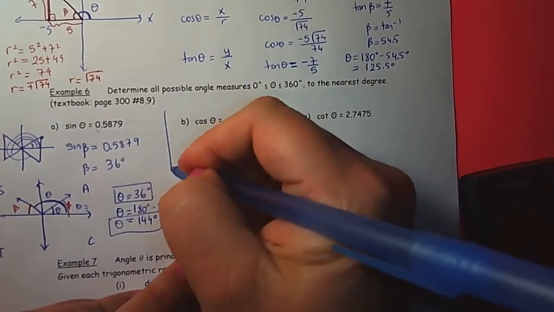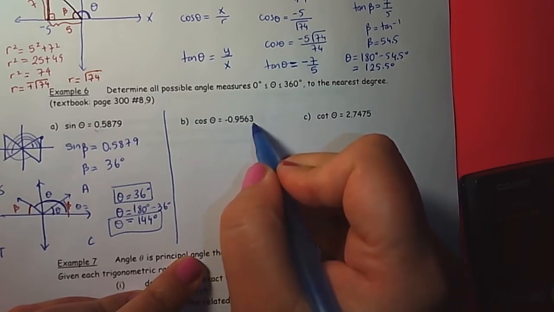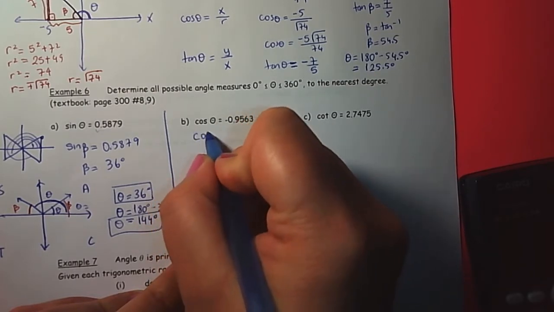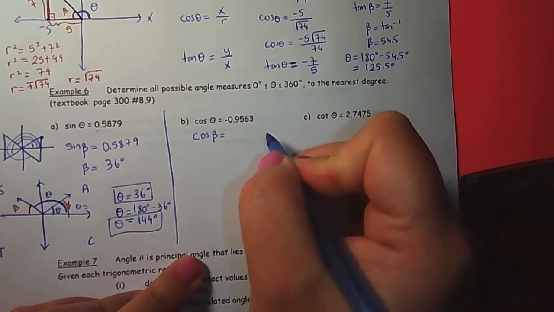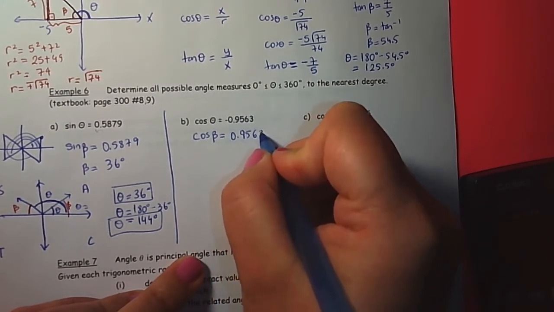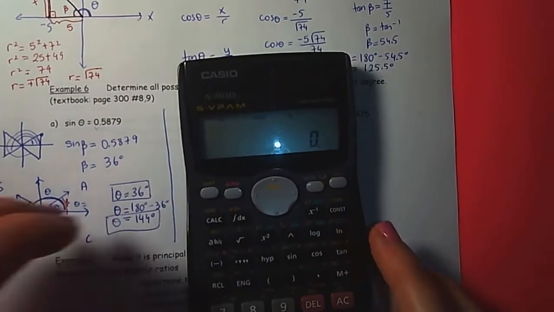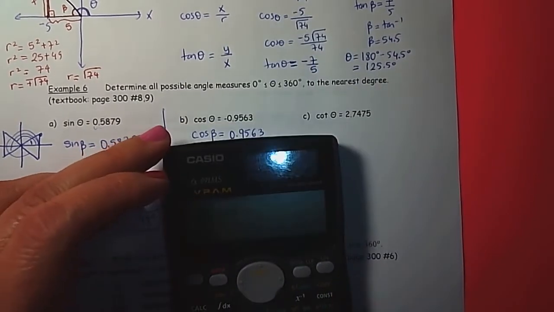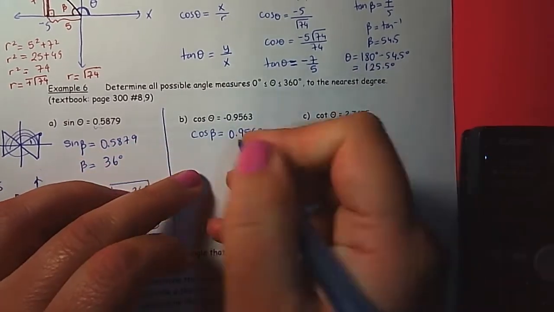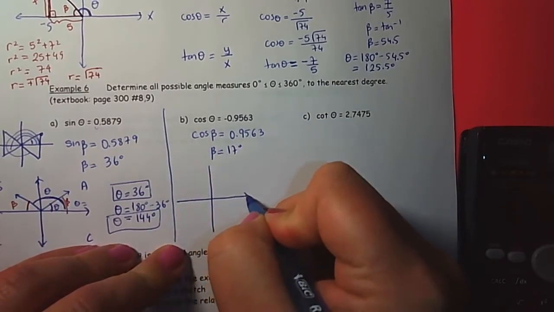So let's look at B. Cos theta equals negative 0.9563. Again, we don't directly take the inverse of this value. We always write the ratio for the related acute angle, and then you use the same numerical value, but always make it positive. Then we can do cosine inverse of 0.9563. So that gives us 17 degrees. The next step, we use CAST.